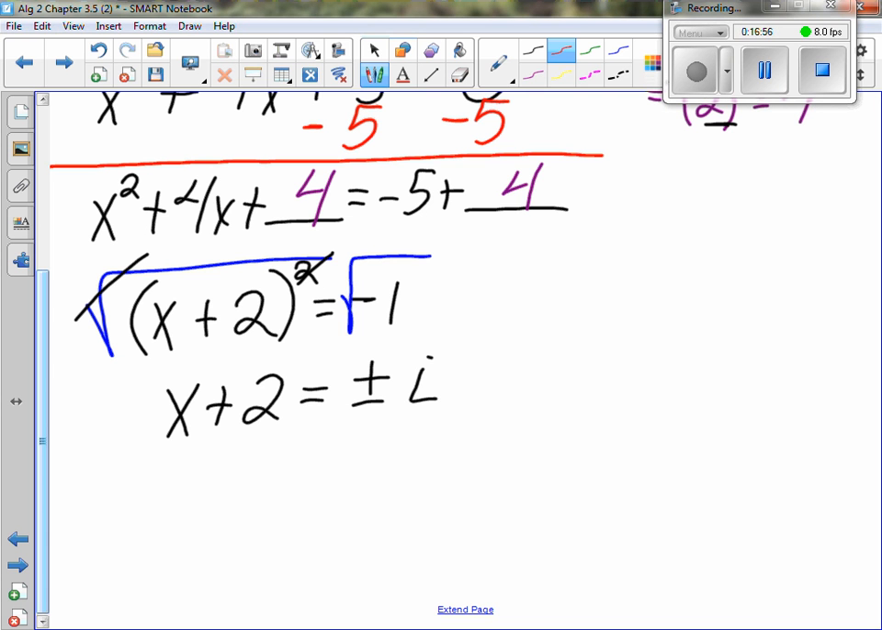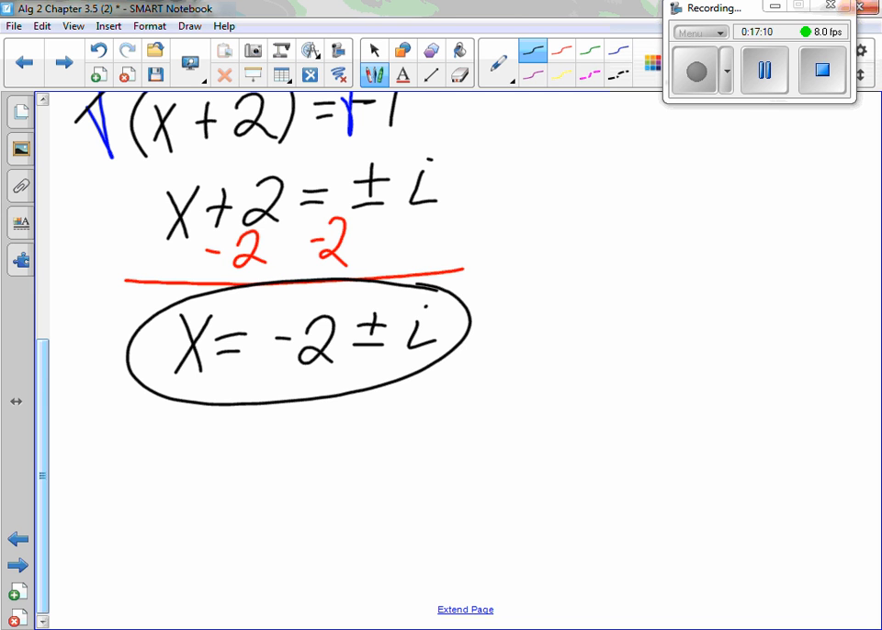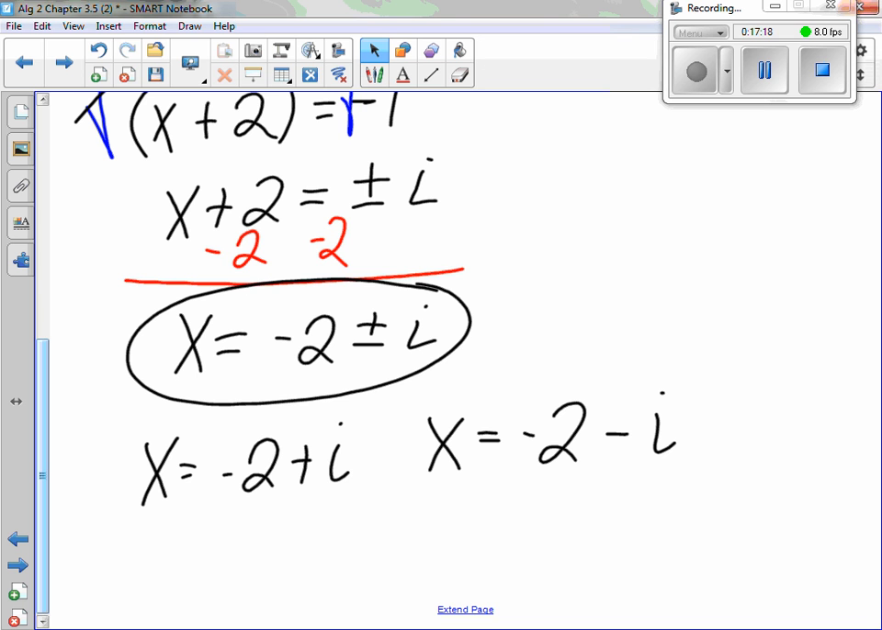Now what do we need to do next? And according to number theory, we put the negative 2 in front of i. Now, Big Ideas Math is probably going to want this written out as 2 separate answers. I will take the plus or minus version, especially on the test. But Big Ideas Math is probably going to want it split up into its 2 forms. So negative 2 plus i and negative 2 minus i. Those are our 2 answers for this here.